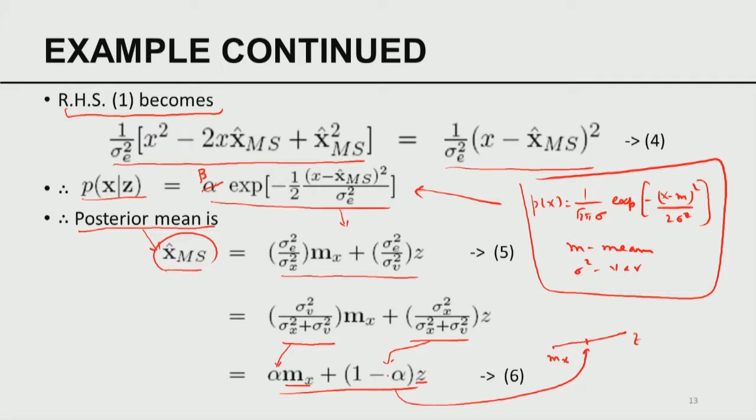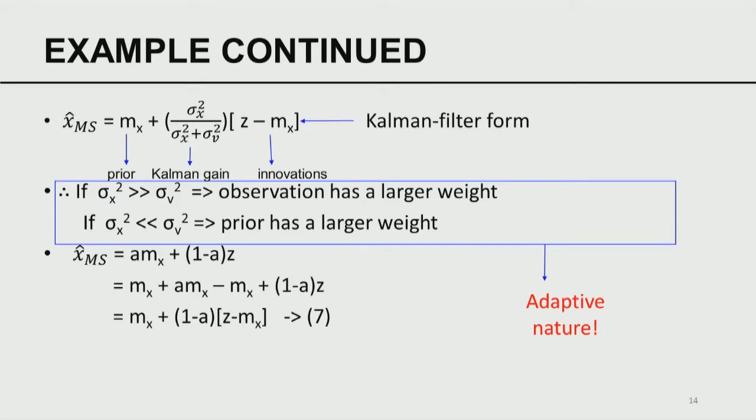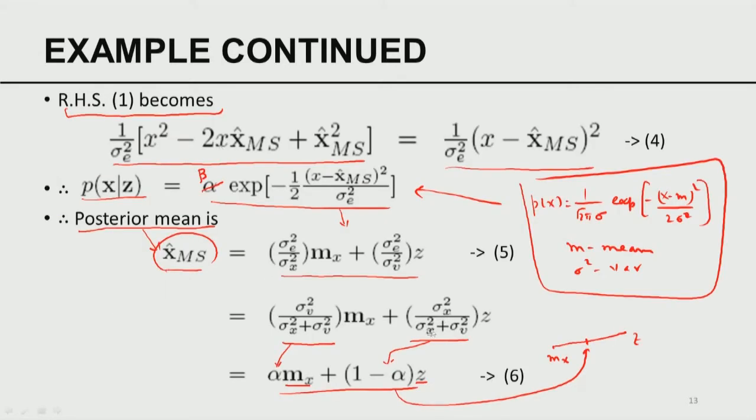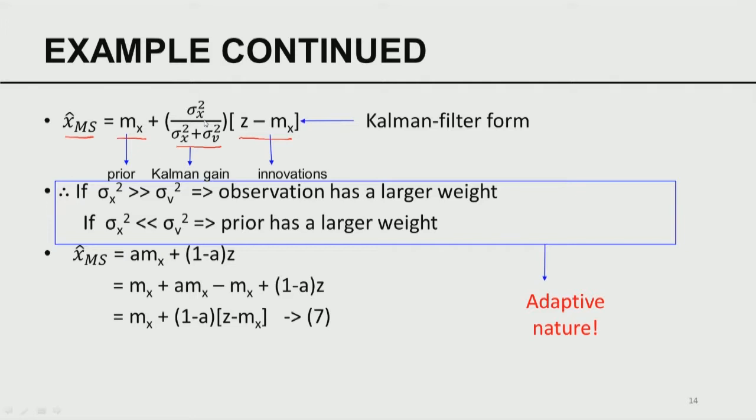Yes, I have not talked about the algebraic simplifications. I think it's a very good exercise to be able to go through these algebraic simplifications. I can rewrite the expressions in 6 again as the Bayesian estimate x hat ms is equal to mx, which is the prior mean, plus z minus mx times this quantity. You can readily see that quantity is sigma square x by sigma square x plus sigma square v, it comes in here. In the previous slide we called it 1 minus alpha, we simply now call it a gain term.